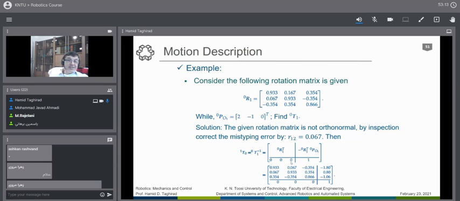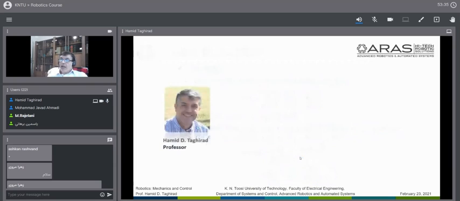This is also another note: if the rotation matrix is given to you, or maybe a screw axis is given to you somehow, some people have measured, and the screw axis, the axis S, is not a unit vector, you should make it a unit vector to make the manipulation that we talked about accurate.